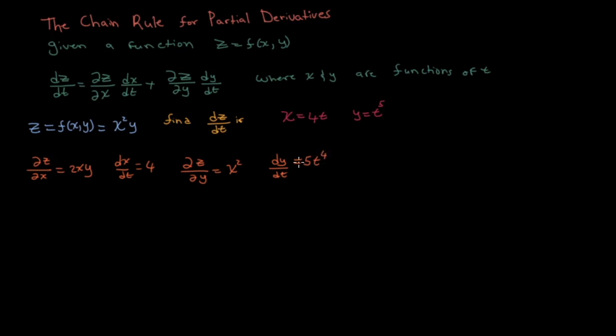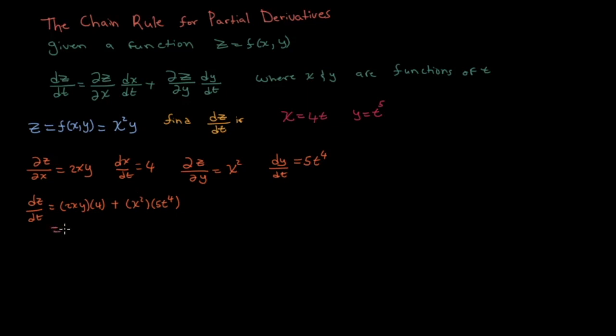So now we have what we need to get the total derivative dz by dt. So let's go ahead and do that. dz by dt is equal to, we're going to multiply all these out, so we're going to get 2xy times 4 plus x squared times 5t to the power of 4.